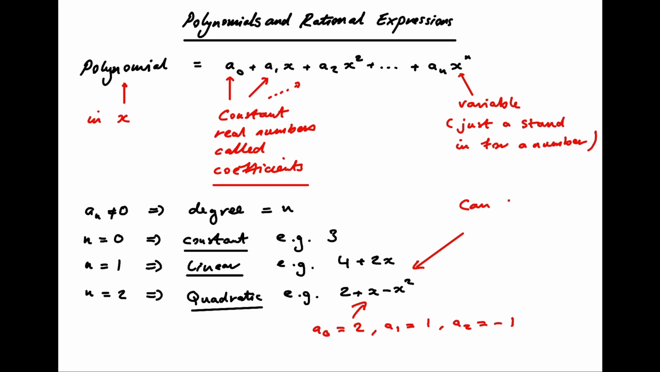So I can write this in your kind of ax squared plus bx plus c form. So you could write this as minus x squared plus x plus 2. You can rearrange it freely. Okay, why doesn't it matter? It doesn't matter because of the commutative property of addition. a plus b is equal to b plus a. So you can freely move things around.